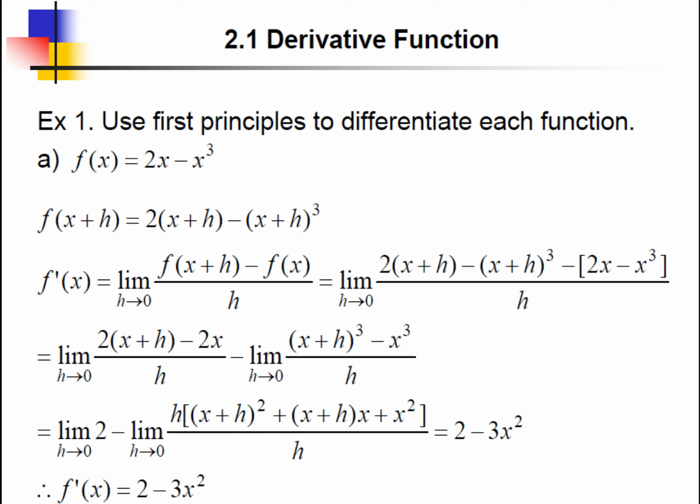So now limit as h tends to 0 of 2. Now I believe you should know where this 2 came from, because 2x minus x would cancel, then I would have 2h here, right? 2h, h and h would cancel, so it's only 2, minus this limit.